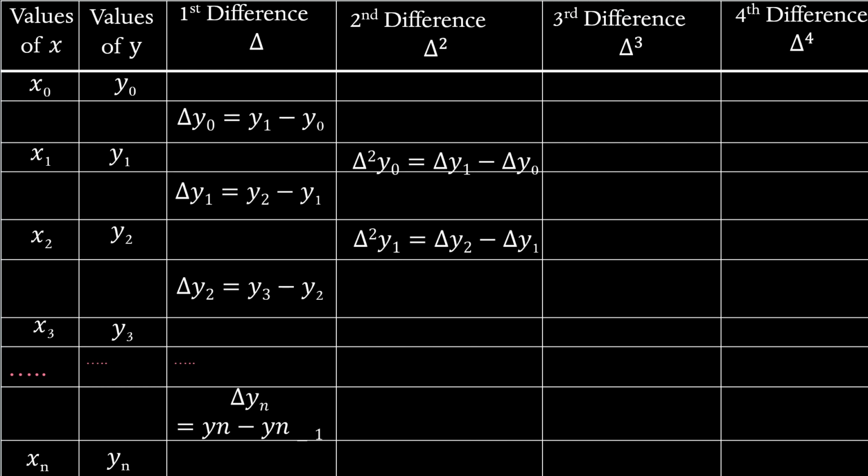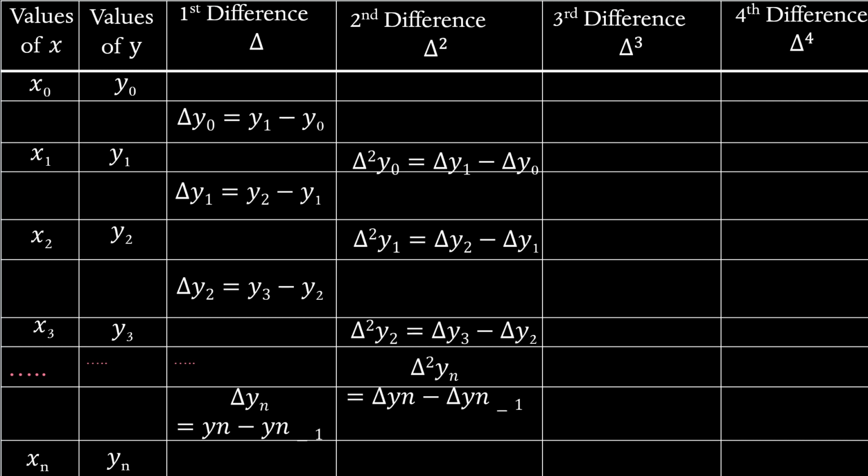The next value, delta square y1, is equal to delta y2 minus delta y1, and you can observe the place where delta square y1 has been written: in the middle of the delta y2 and delta y1 rows, but in the next column. The next, similarly we can write delta square y2 is equal to delta y3 minus delta y2, and the last one will be delta square yn is equal to delta yn minus delta yn minus 1.